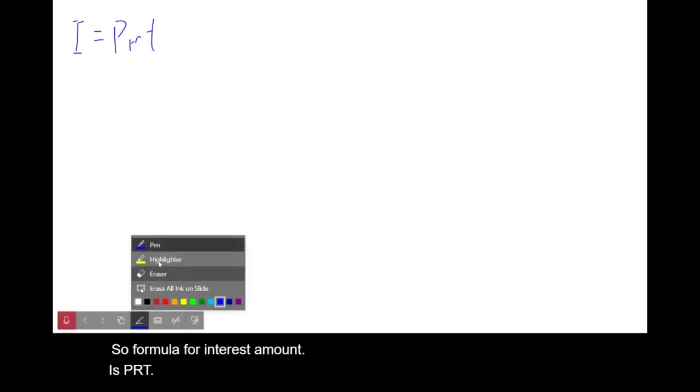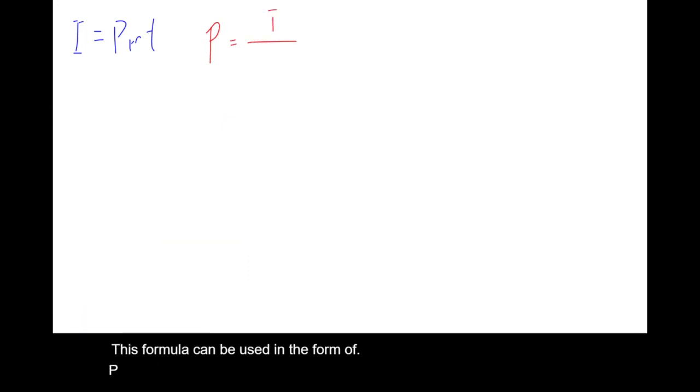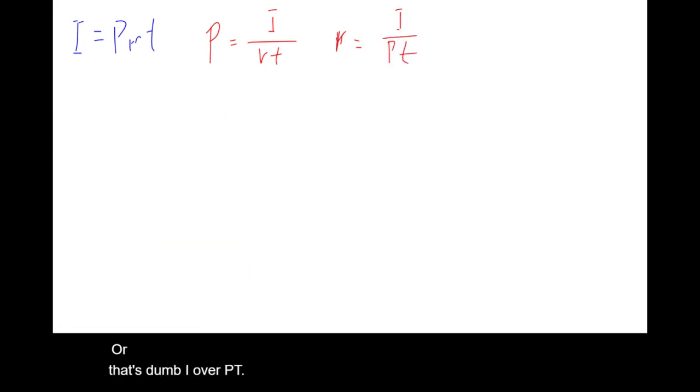This formula can be used in the form of P is I over RT. R, that's I over PT. So R. T is I over PR.